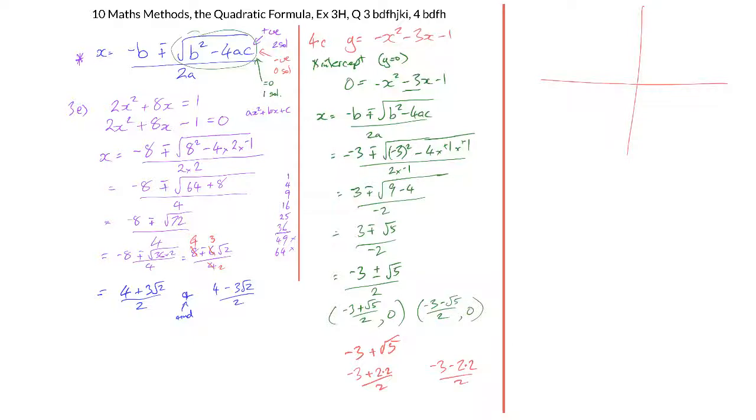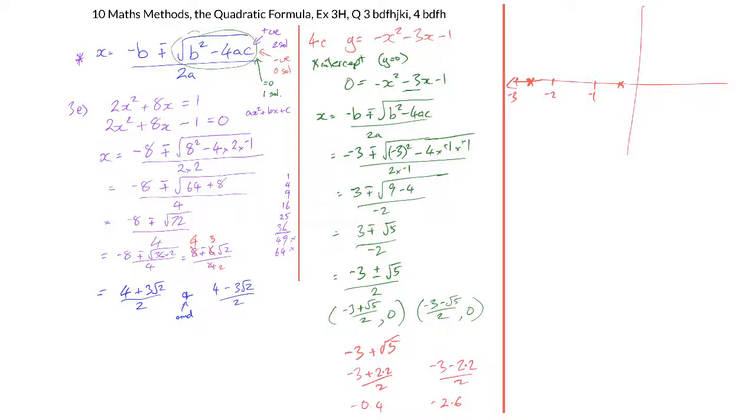So here we'd end up with negative 0.8 on 2, which would be negative 0.4 approximately, and this would be negative 5.2 on 2, which would be negative, what's that, 2.6. Okay, so we've got negative 0.4, so if I go negative 1, negative 2, negative 3, so negative 0.4 about there, negative 2.6. Remember, we're talking about sketching, we're not talking about absolute perfection.